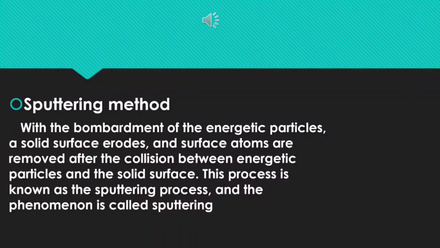And the second one is the sputtering method. With the bombardment of energetic particles, a solid surface erodes and surface atoms are removed after collision between energetic particles and the solid surface. This process is known as the sputtering process and the phenomenon is called sputtering.